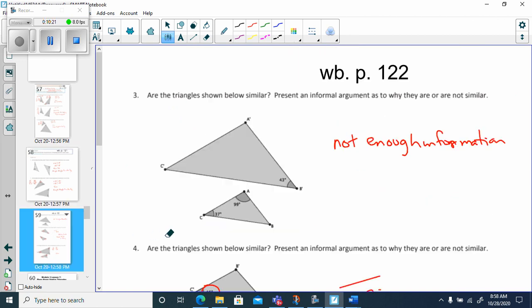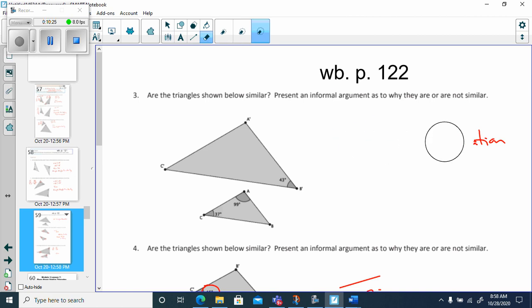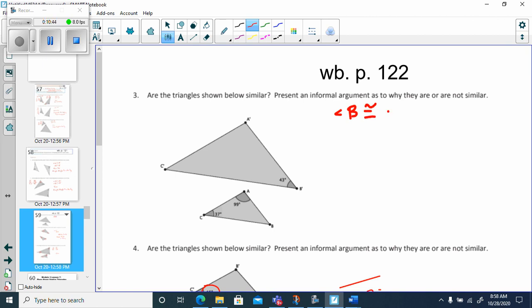Okay, and now in your workbook, page 122, let's look at it. Remember, to decide if two triangles are similar, we need to see if we've got angle similarity. Let's check to see what we've got here. I've got angle B. I know that angle B is congruent to angle B prime because it's shown right there, right? B and B prime. Oh, nope, I don't have B and B prime, sorry.